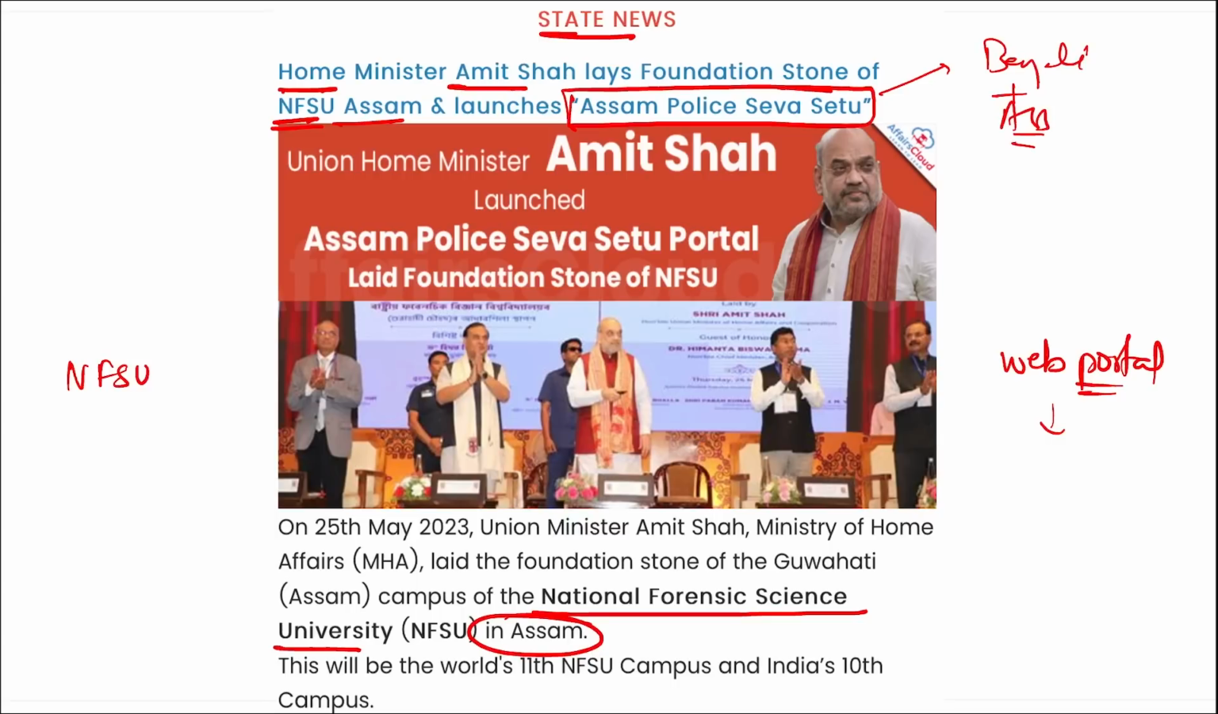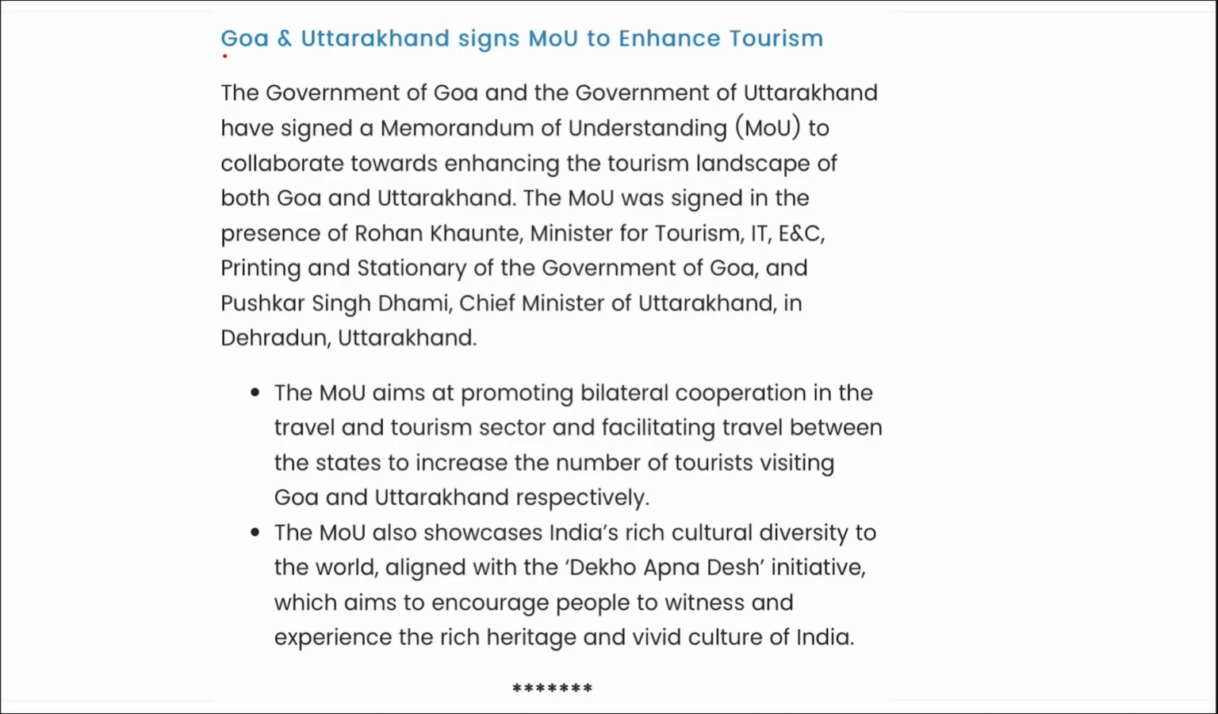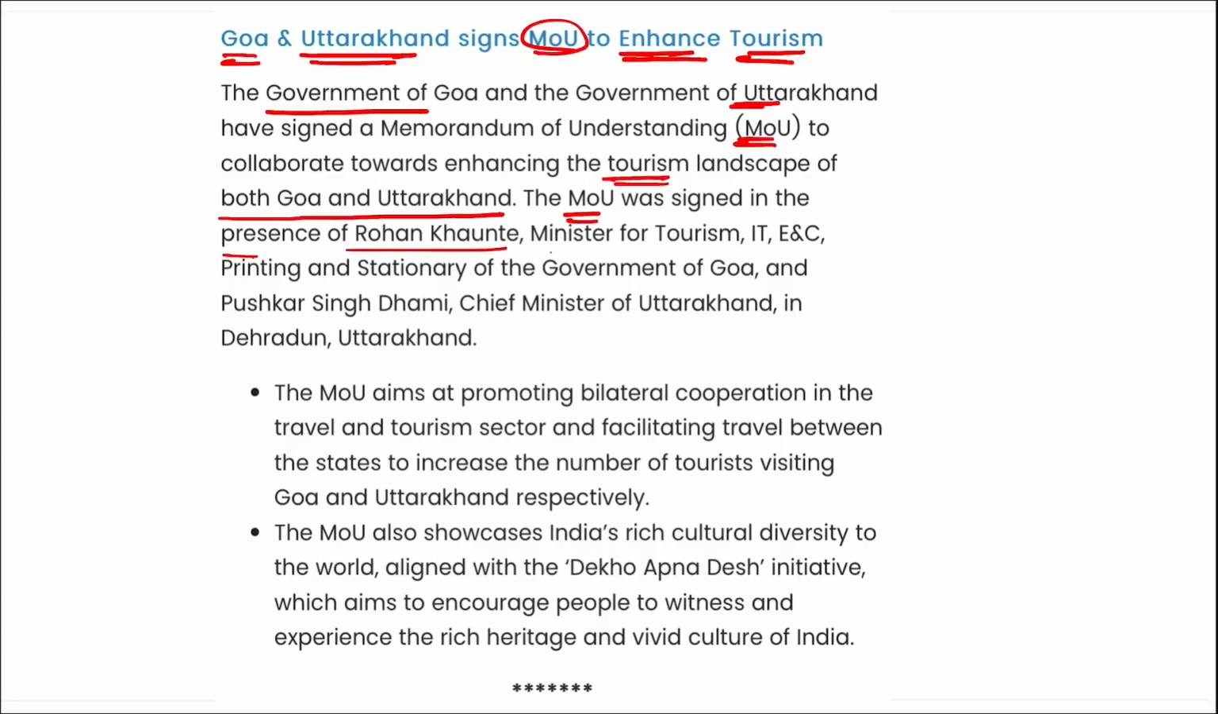Right? Next is Goa and Uttarakhand recently signed an MOU to enhance tourism. That is, the government of Goa and the government of Uttarakhand have signed an MOU to collaborate towards enhancing the tourism landscape of both Goa and Uttarakhand. The MOU was signed in the presence of Rohan Khaunte, who is the Minister for Tourism, IT, EC, Printing and Stationery of the government of Goa, and Pushkar Singh Dhami, the Chief Minister of Uttarakhand.